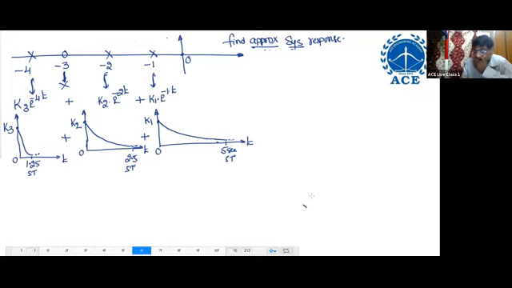Now draw the response. So the sum of these three responses becomes what? Exponential decay, exponential decay, exponential decay. It becomes exponential decay only. This is t, this is c of t, here some constant k, or k1 plus k2 plus k3.